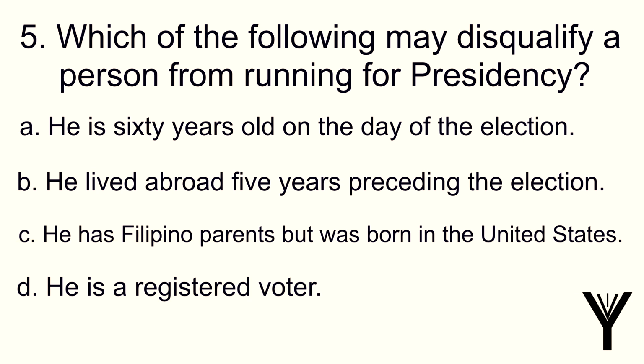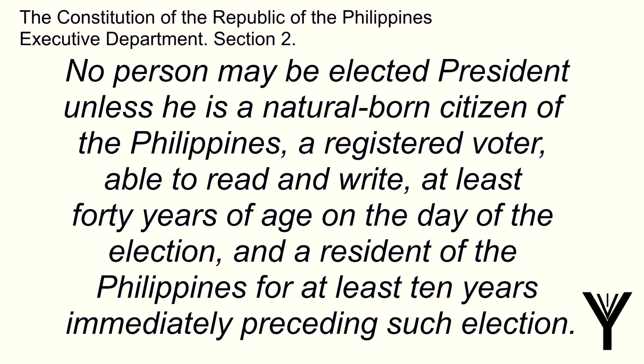The correct answer is B. He lived abroad 5 years preceding the election. No person may be elected president unless he is a natural-born citizen of the Philippines, a registered voter, able to read and write, at least 40 years of age on the day of the election, and a resident of the Philippines for at least 10 years immediately preceding such election.